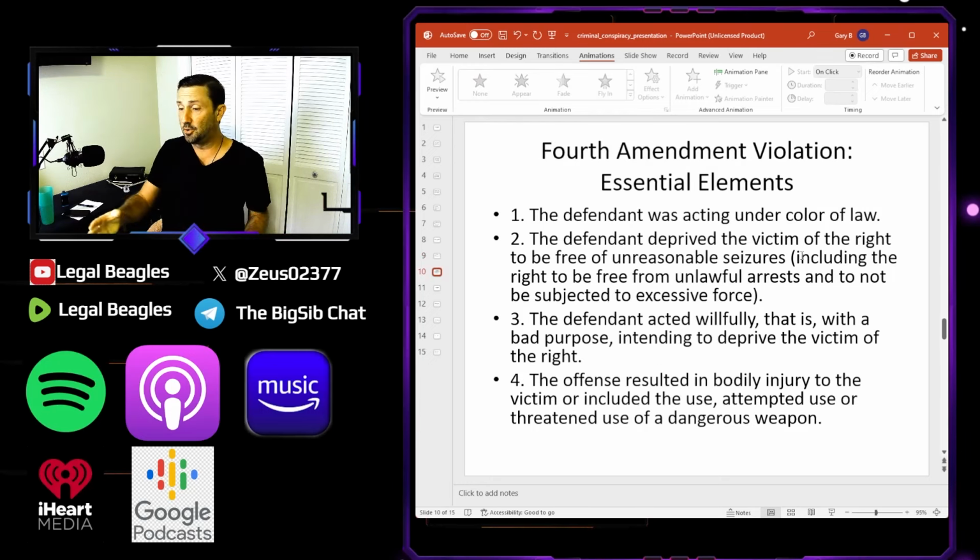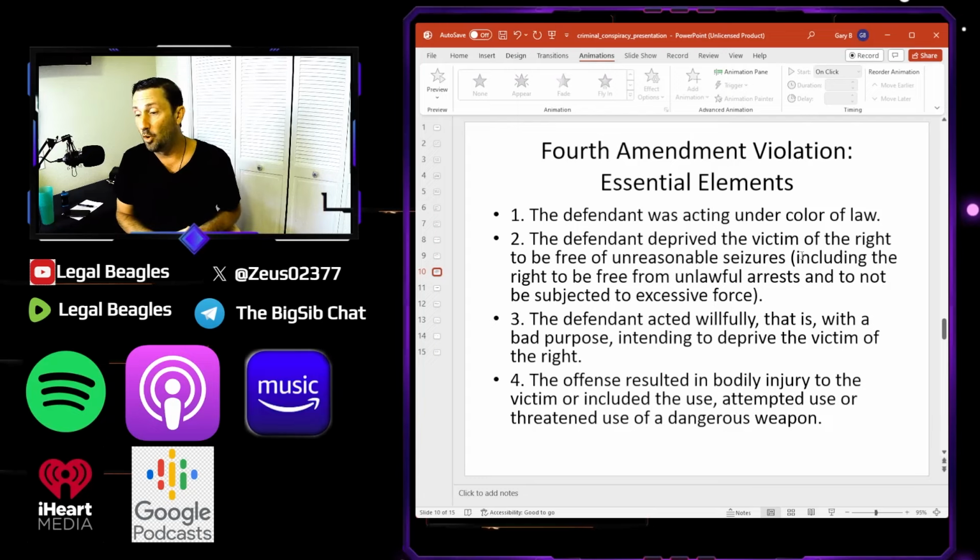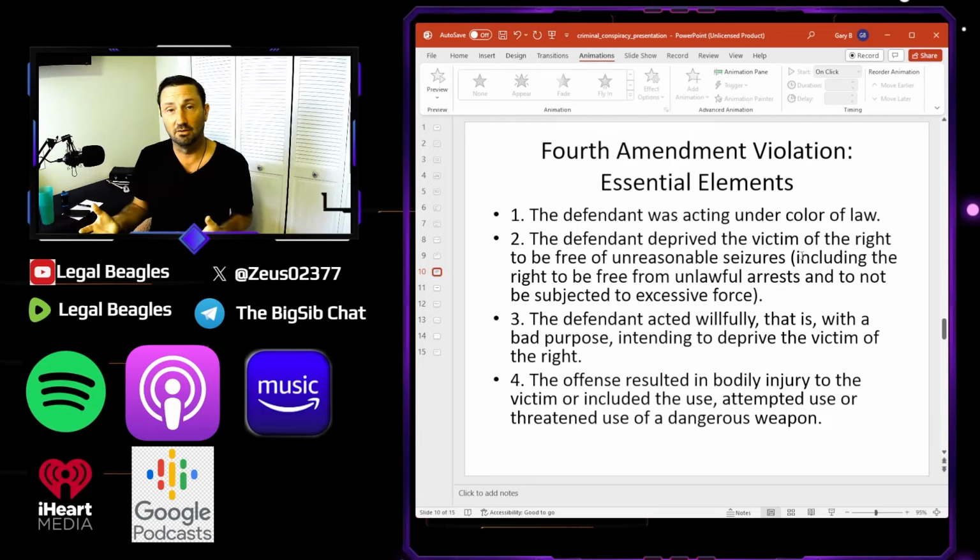Now we're going to go into, so this ties in with the excessive force we were just talking about, the Fourth Amendment violations, essential elements. Number 1, the defendant was acting under the color of law. So we talked about that. He has to step outside of the scope of his office in order to offend your rights. And that's not following due process, for instance.